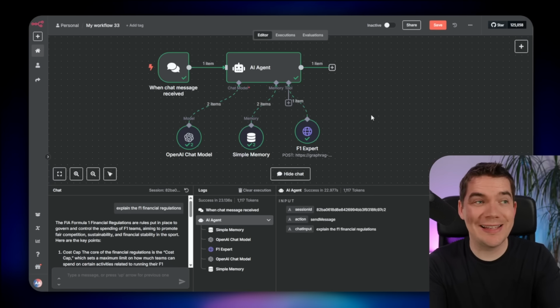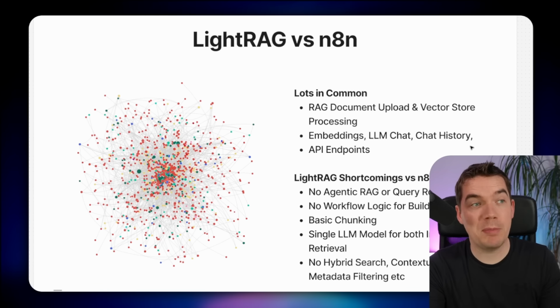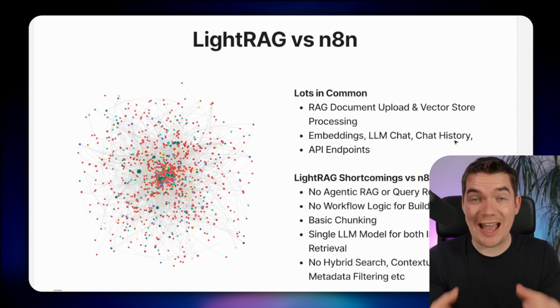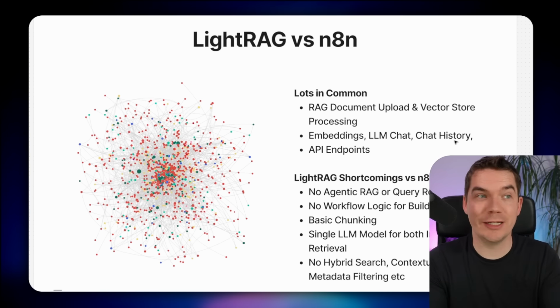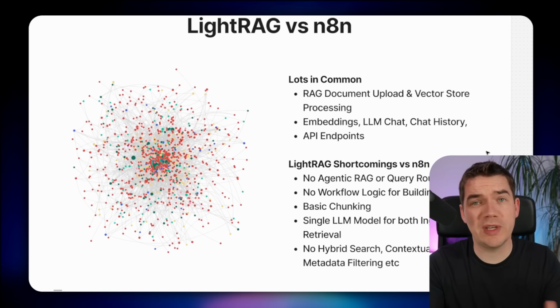And this is where there is a lot of crossover between the functionality of n8n and of LightRAG. Both platforms have the ability to upload documents, which are then embedded and inserted into a vector store. They both have the ability to generate LLM responses. There's some capabilities in LightRAG to manage chat history. They both have API endpoints. So it's totally viable to have LightRAG as your independent knowledge base that you can just ping as a tool for an AI agent.